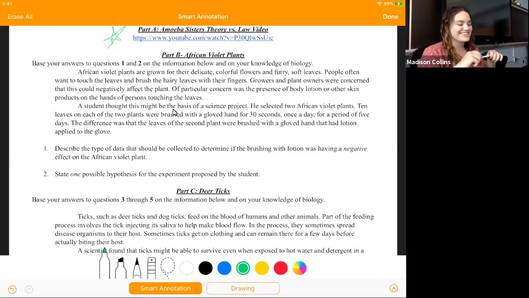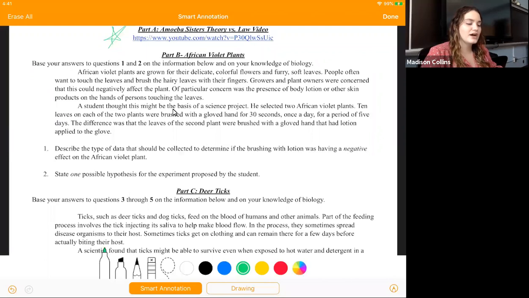Part B. African violet plants are grown for their delicate, colorful flowers and furry, soft leaves. People often want to touch the leaves and brush the hairy leaves with their fingers. Growers and plant owners were concerned that this could negatively affect the plant. Of particular concern was the presence of body lotion or other skin products on the hands of persons touching the leaves. A student thought this might be the basis for a science project.